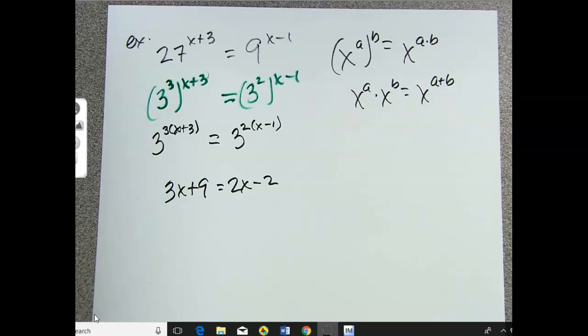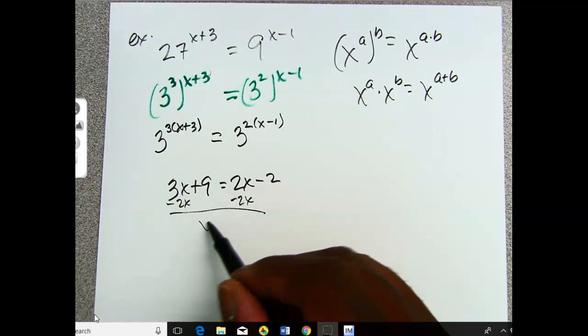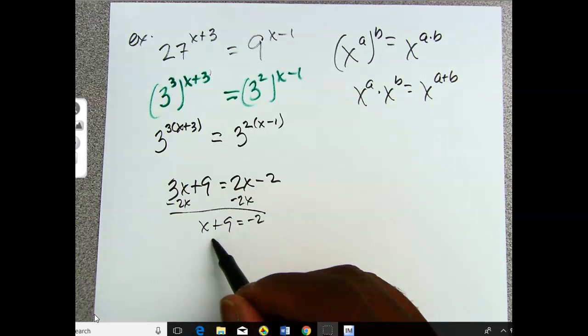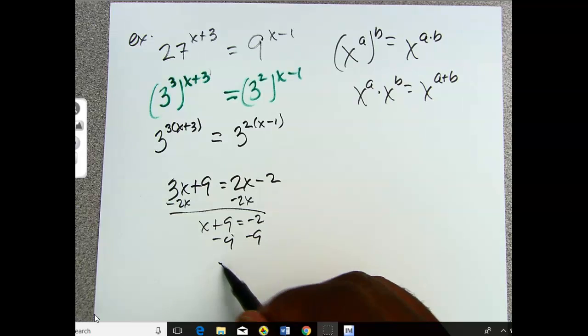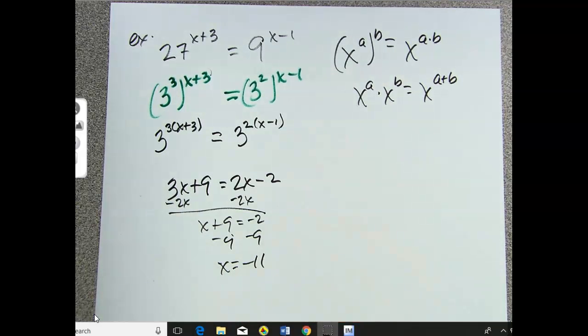Now this is an algebra 1 problem, solve a linear equation. Subtract 2x. x plus 9 is equal to negative 2. Subtract 9, and you're going to get x is equal to negative 11. So that's our solution there. Any questions?